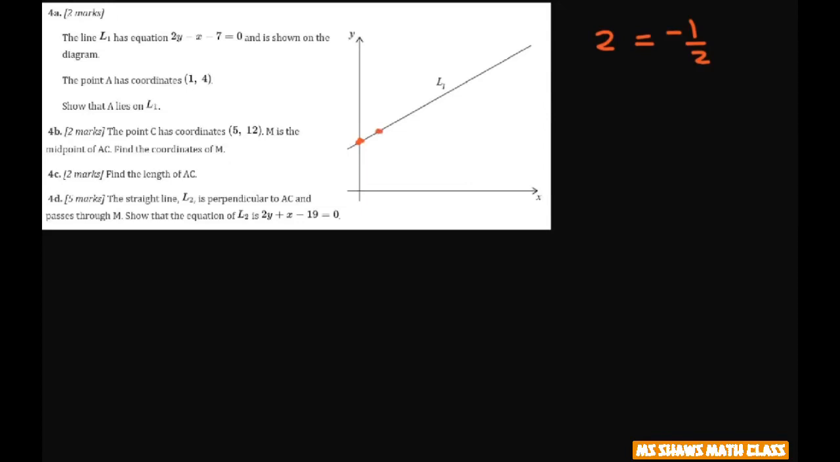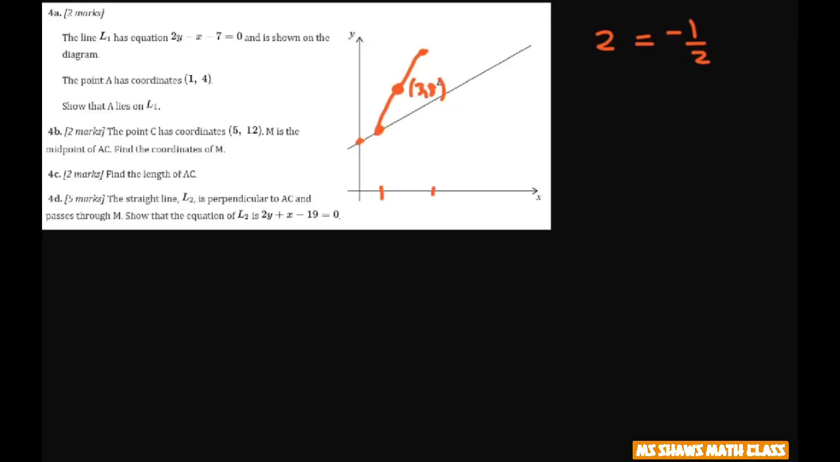So I need to kind of put this back on. So this is (1, 4), and then we had (5, 12) up here. AC. All right. And this is our midpoint. So for our midpoint, that was (3, 8).